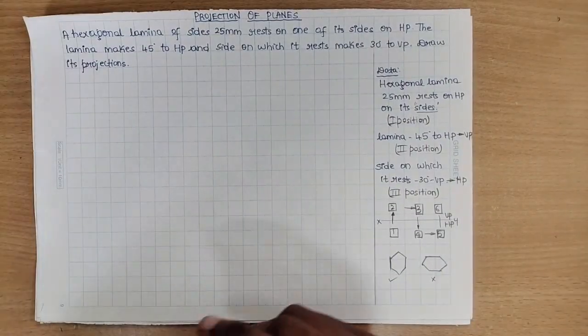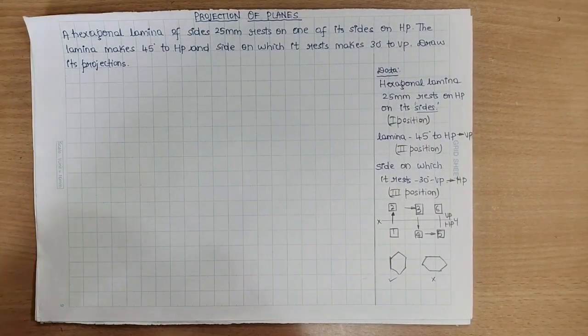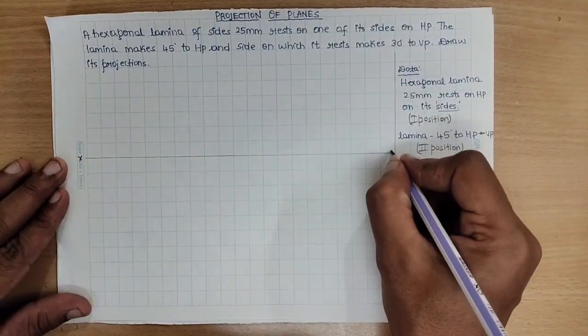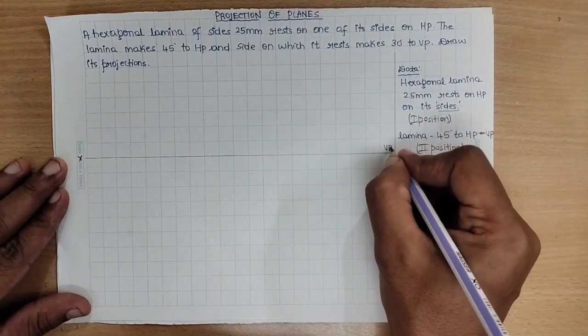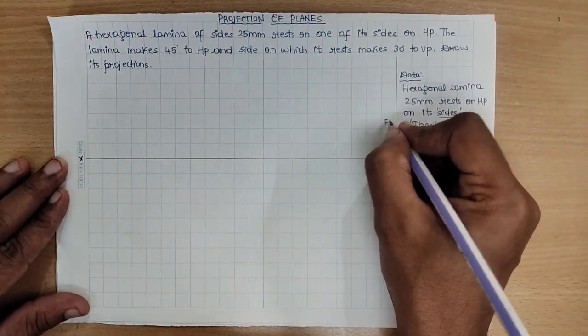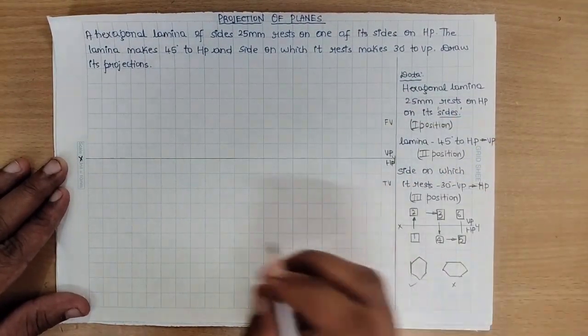Step number 1. Draw XY line with a minimum thickness. Call this point as X and the end point as Y. This is VP and HP indicating first angle projection. This would be the front view representation. This would be top view representation.